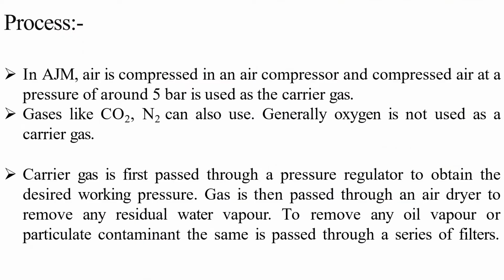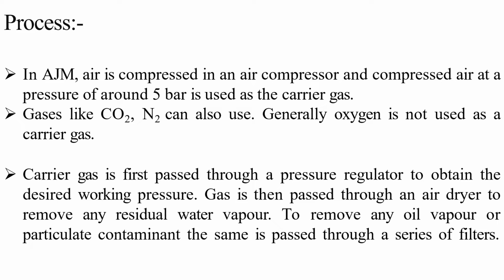Next, the process. In AJM, air is compressed in an air compressor, and compressed air at a pressure of around 5 bar is used as the carrier gas. Gases like CO2 and N2 can also be used. Generally, oxygen is not used as a carrier gas.